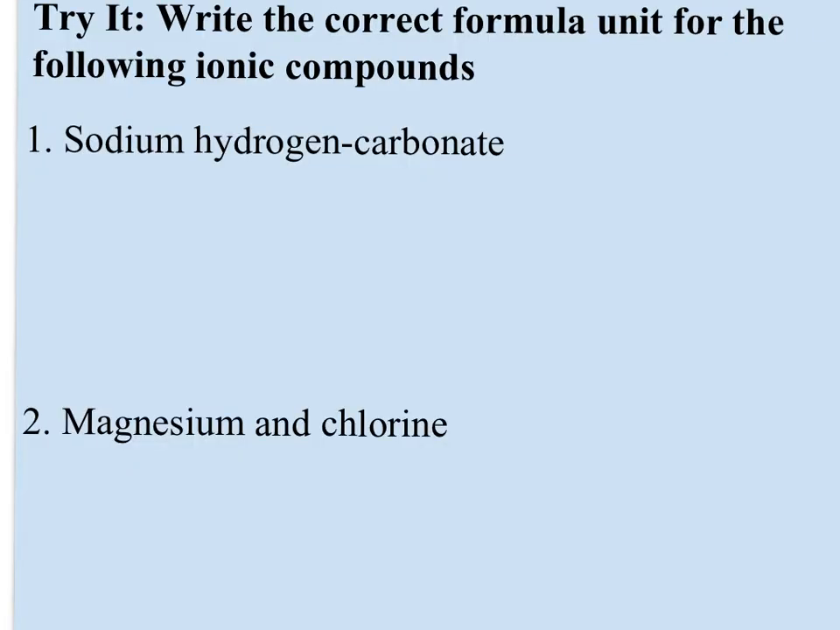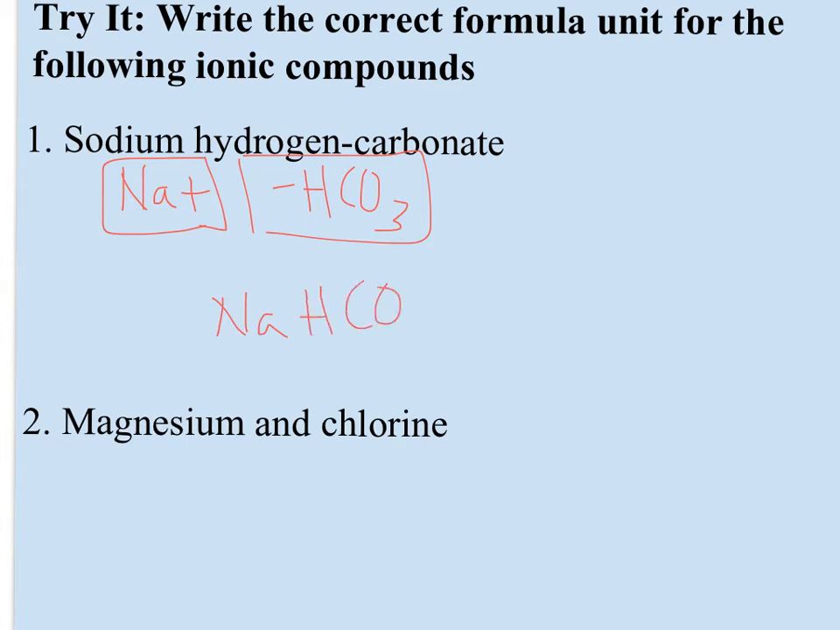So see if you can write the correct formula for the following. Go ahead and pause here and see what you could do on your own. So sodium has 1 electron to give. Hydrogen carbonate, I find it and it says it's HCO3. It can take 1 electron. So this is just going to be a 1-to-1 ratio, or NaHCO3, sodium hydrogen carbonate.